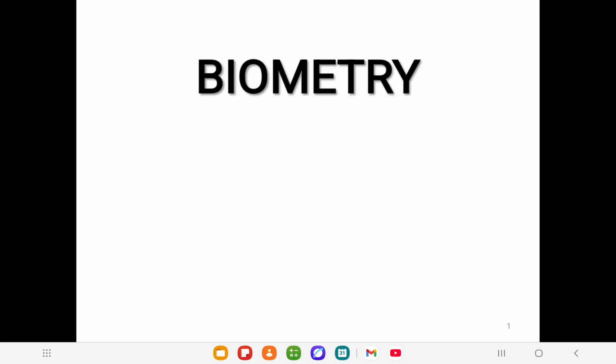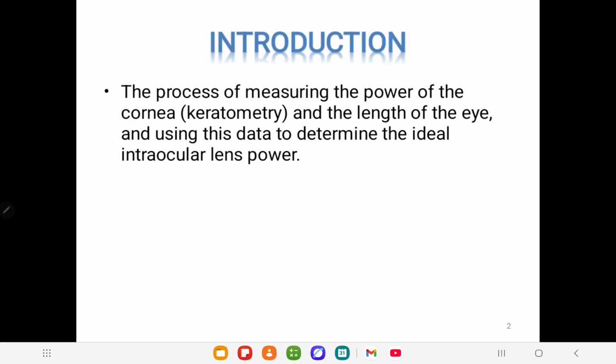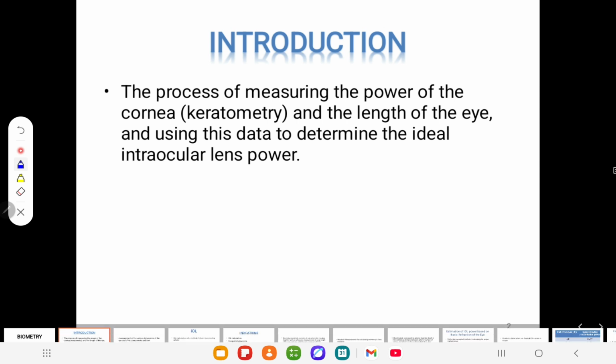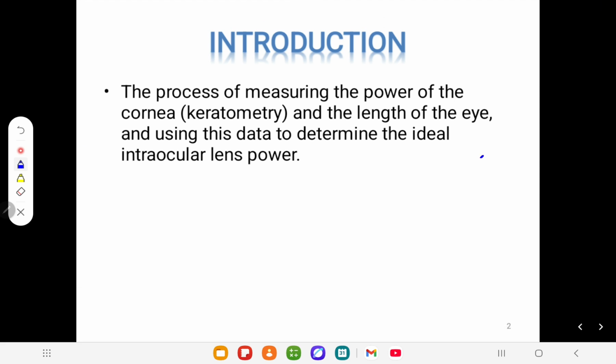So let's make a video on biometry. Today's video is on biometry, and I'm making it to make sure that you understand the basic concept of biometry and how you can see biometry from the point of optics, and how to understand these things when you are actually doing biometry in a hospital setup.